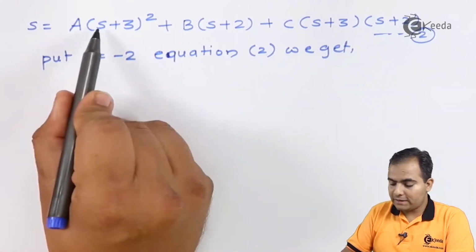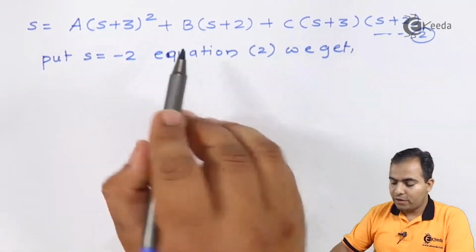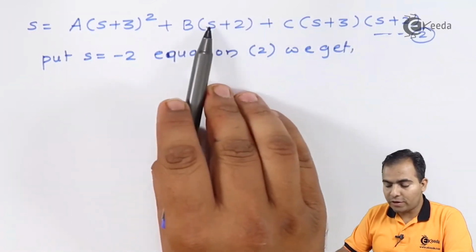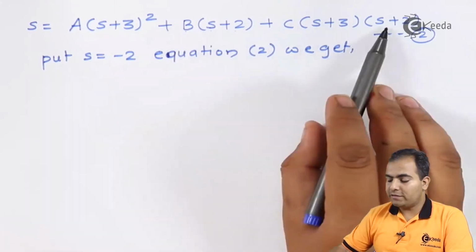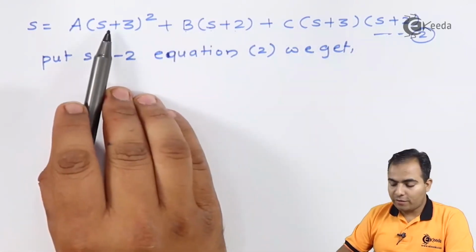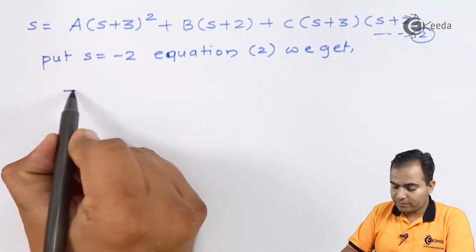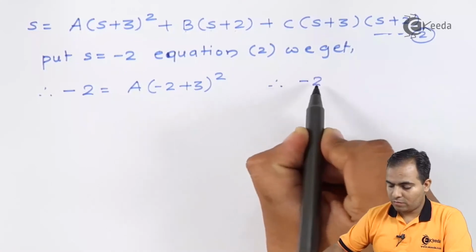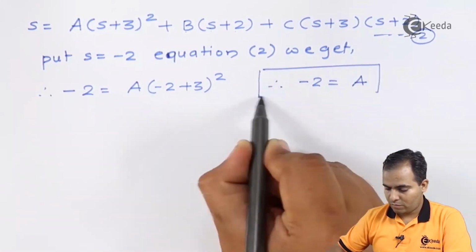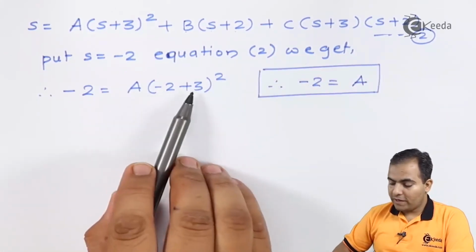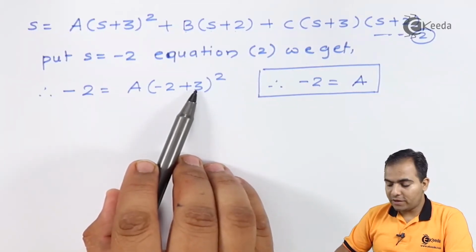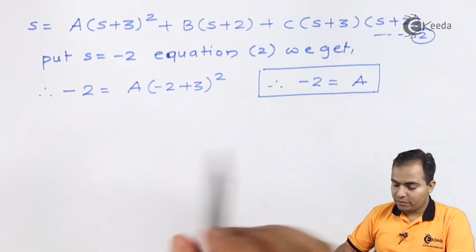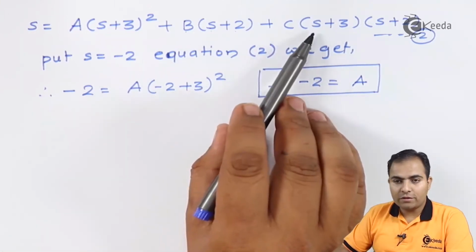What we will get, all the s replaced by -2. Look at here, if this s+2 is replaced by -2, then the whole term becomes 0. So B value and C value become 0. Only A value you can obtain through this equation. Look at here, -2 plus 3 is +1 and the square is also 1. So A into 1 is A and the answer is A equals -2. Now we'll move on to s equals -3.